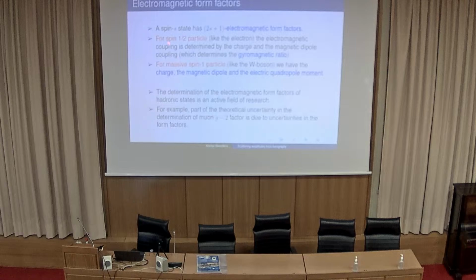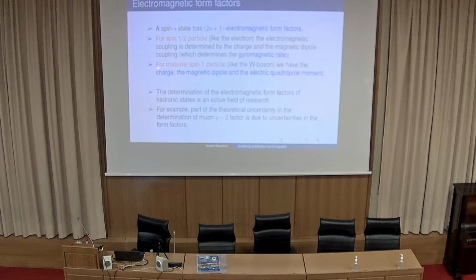So for example, if you have a spin S state, there's a general result that this has 2S plus 1 electromagnetic form factors. A famous case, which was instrumental in the development of quantum mechanics, was for spin half particles like the electrons, where now you have two couplings. One corresponds to the charge, and the other is the magnetic dipole. And this essentially determines the gyromagnetic ratio.